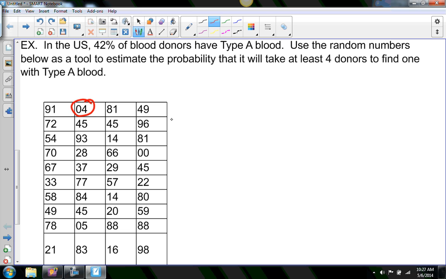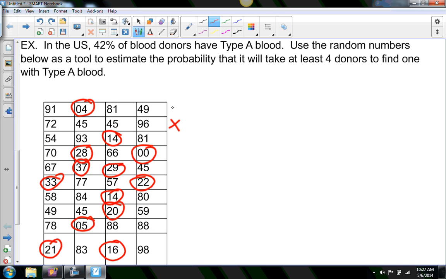This one doesn't have any in there, right? This one had one on the 3rd try. This one had one on the 2nd and the 4th. The 2nd, the 3rd, the 1st, and the 4th. The 3rd, the 3rd, the 2nd, the 1st, and the 3rd. Estimate the probability that it will take at least 4. At least 4. Okay?